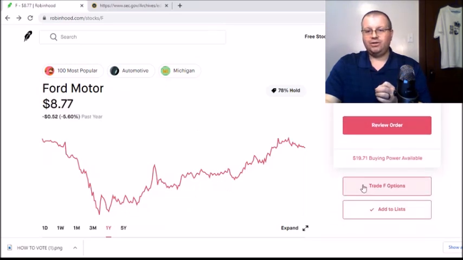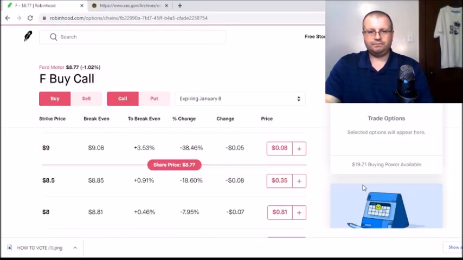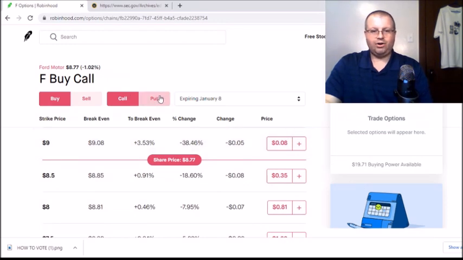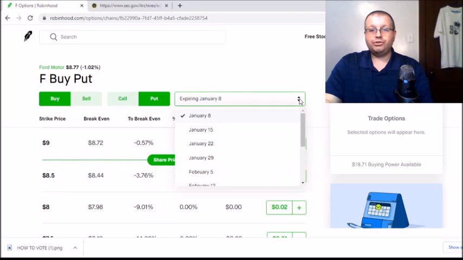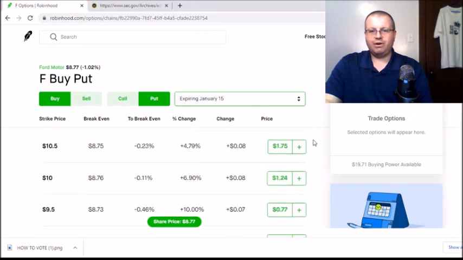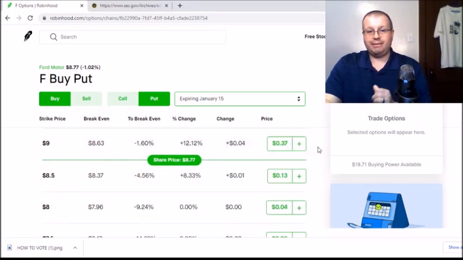So let's go take a look at trading Ford options. Now, guys, we did buy a call in the first example. Now we're looking to buy a put. So you can see the share price is $8.77. And we'll use 2 weeks out as an example. January 15th gives you a little bit of time to see what happens.